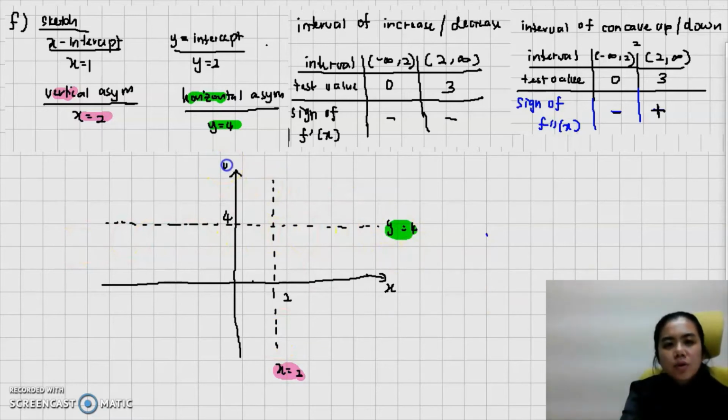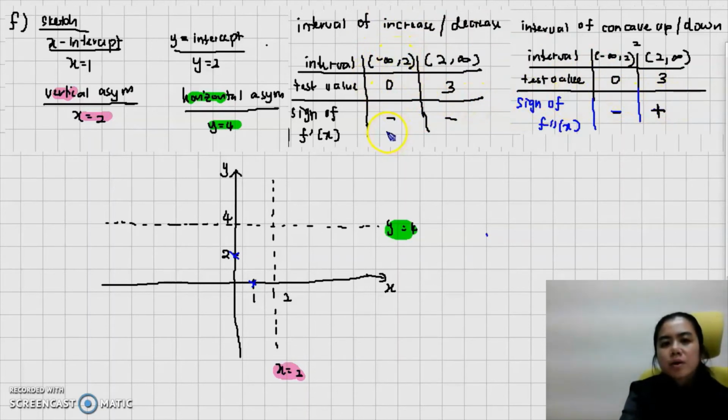Once you have drawn the vertical and horizontal asymptotes, we look at the x-intercept and y-intercept. For the x-intercept, it intercepts at x equal to 1, and the y-intercept is at y equal to 2. So y equal to 2 is here. It means that later you're going to cut these 2 points. Okay, let's look at the curve that we need to draw. We have to check both tables.